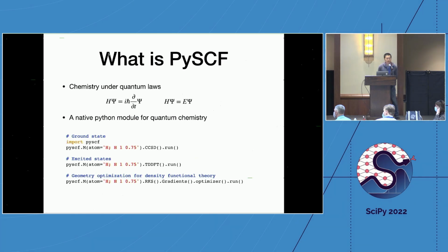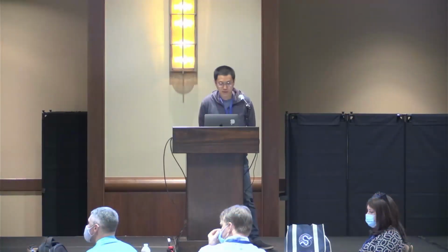I'm not going to talk about the details of the science, like how to solve those equations, but you just need to know that we can use certain Python tools or numerical libraries to solve the quantum equations for chemistry problems. PySCF is a native Python module to solve those problems. Here are some examples showing that you can use PySCF to do ground state calculations, excited state calculations, or even optimize the preferred geometry for certain input molecules. That's just a first view of the library.